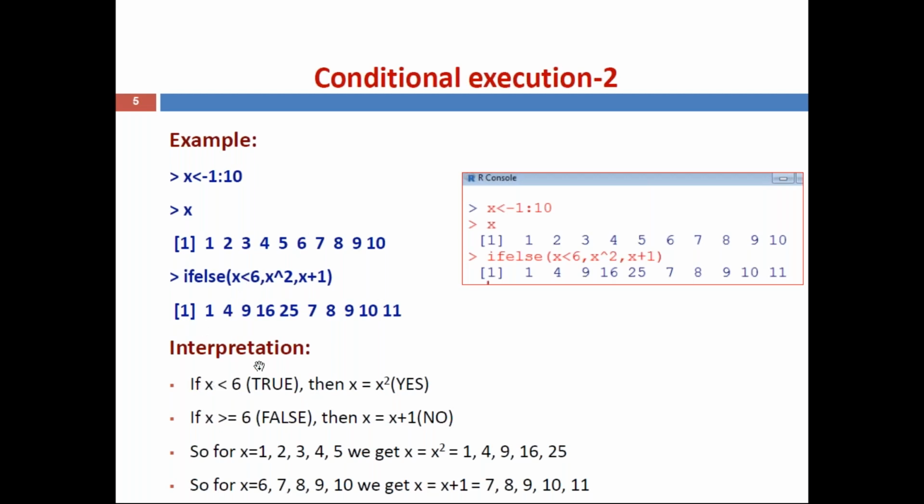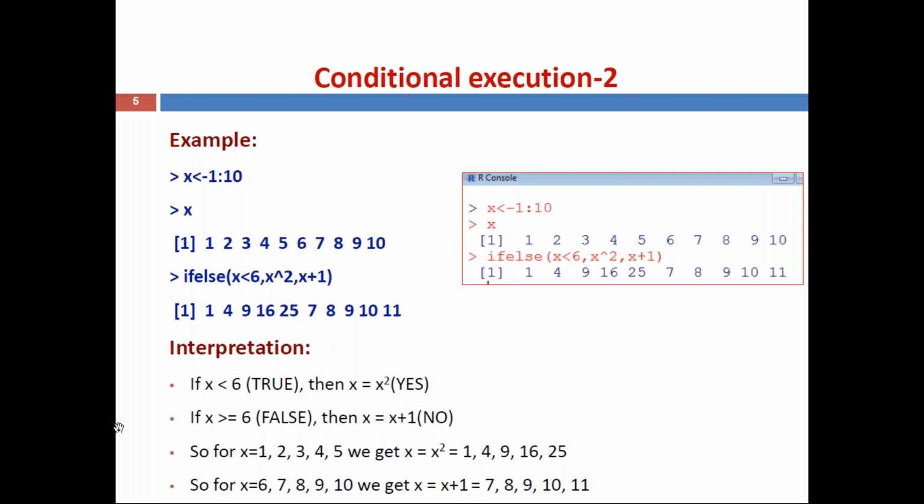First, if x less than 6 is true, then the first yes statement, x equal to x power 2, will be executed. That is in case of true. If it is false, what is the false value? x greater than or equal to 6. Then it is false, and at that time the second statement x plus 1 will be executed. That is x plus 1 in case of no.